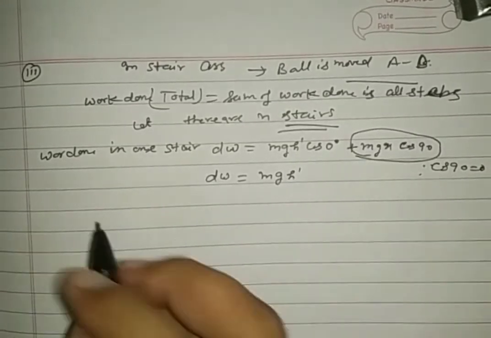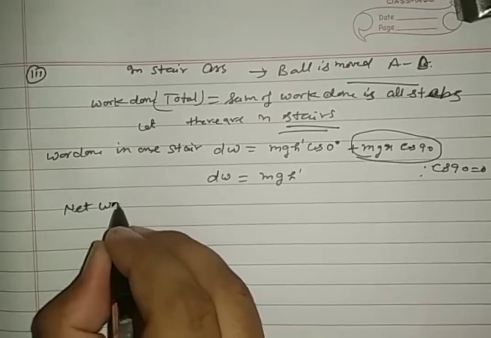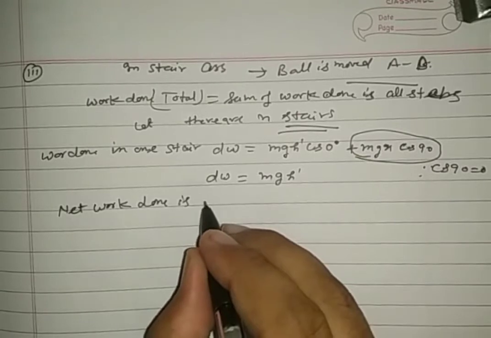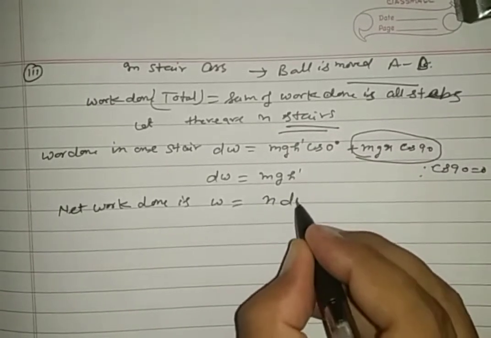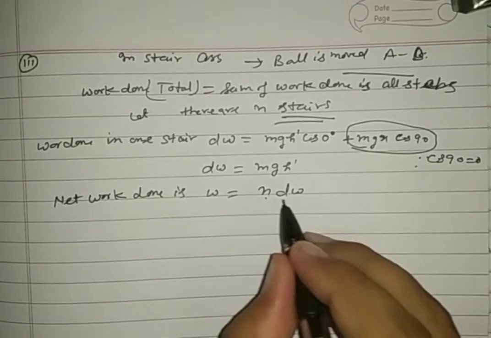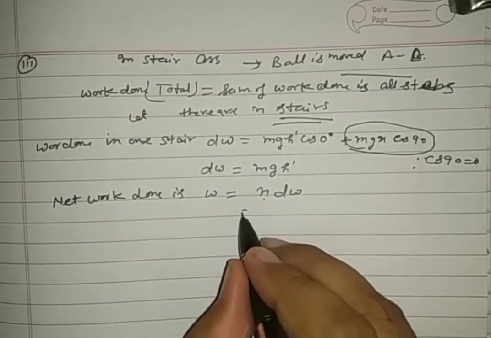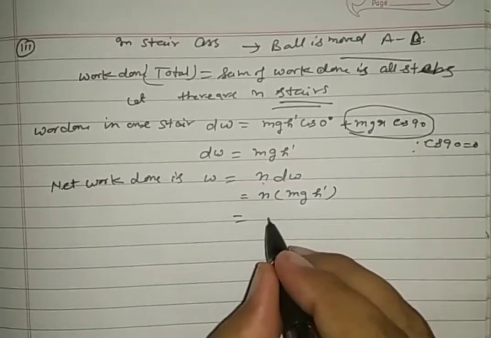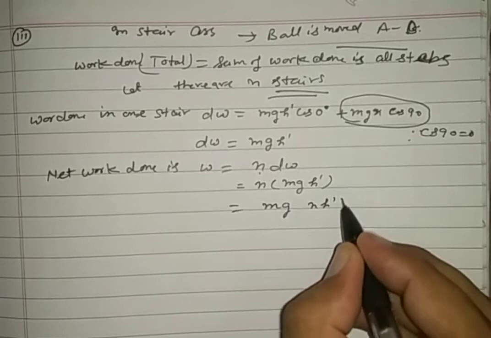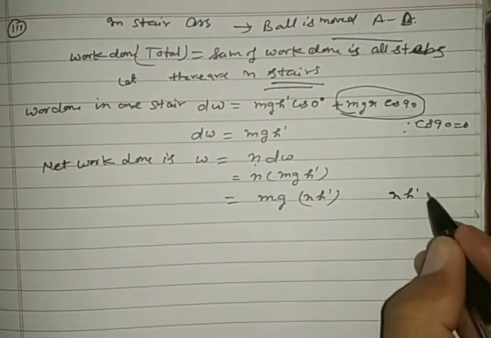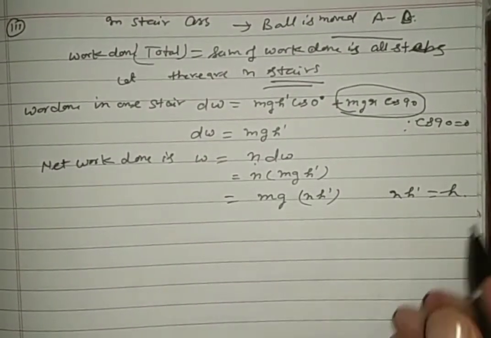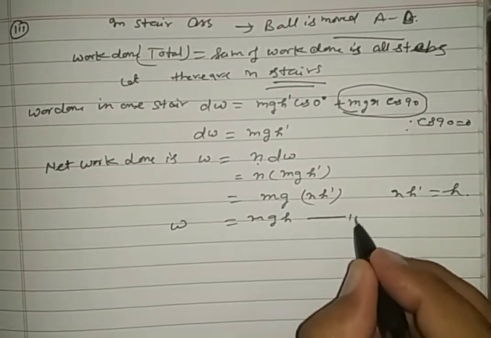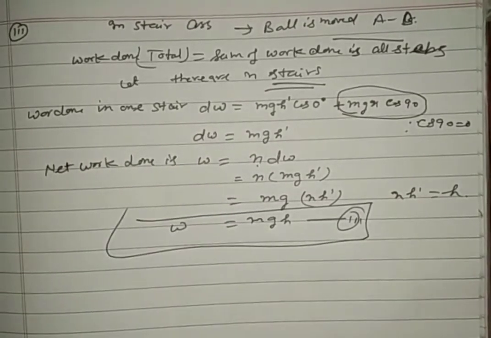Now there are n stairs, then net work done is W equal to n times the work for each stair, because there are n stairs in this case. So it is equal to n into mg h dash. Now n h dash is equal to the total height. So we can write mgh.